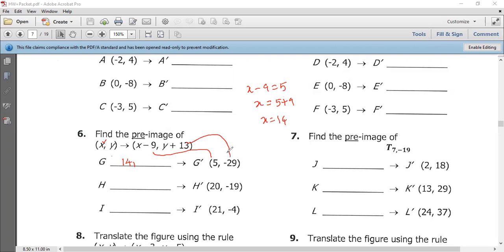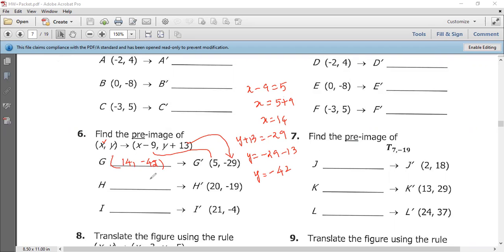Same way, just equate the values. y plus 13 is equal to minus 29. So y will be minus 29 minus 13. You're just simplifying it. So y will be minus 42. So your pre-image coordinate will be 14 comma minus 42.